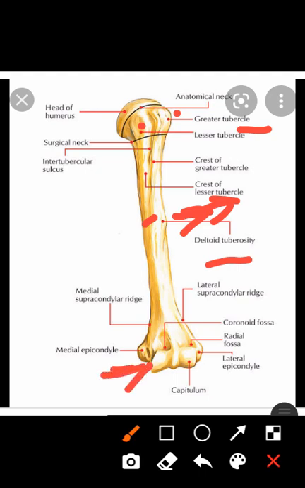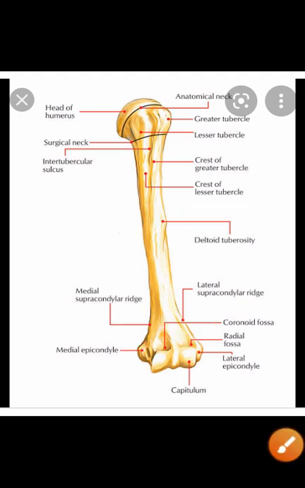And this is on the distal portion. You can also prepare this for OSPE: the coronoid fossa must be on the medial side. Coronoid fossa must be on the medial side. This is shallow while this is deep. Coronoid fossa is deep while radial fossa is shallow. So this is a very important discussion for OSPEs and Viva.